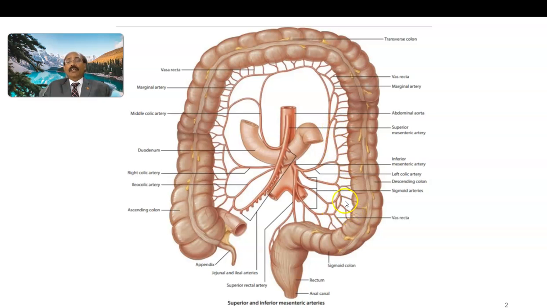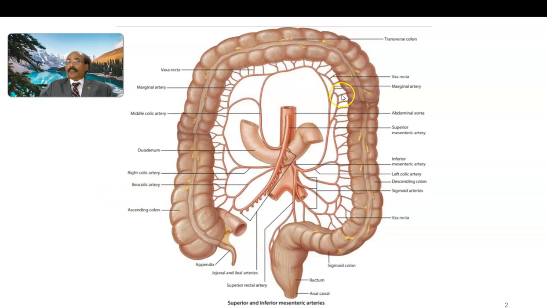Then we're getting vasa recta, straight artery entering the wall of the intestine. Okay, these are the vasa recta. We have also here marginal artery here at the splenic flexure. And we have also vascular arcades. We have seen vascular arcade here, vascular arcade. This is another vascular arcade, and we'll get the vasa recta from the arcade eventually.